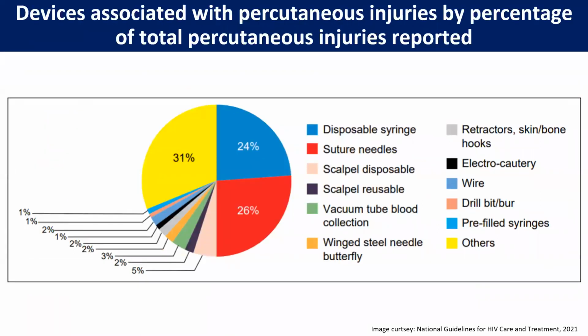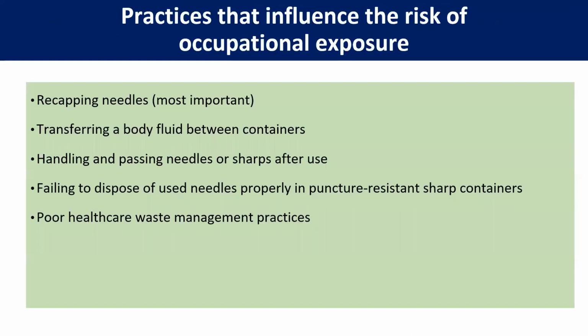And which type of needles, which type of material, also determines the risk of transmission. So suture needles have more risk of transmission. Then disposable syringes have more, and other things 31% of risk. So you should be very careful while recapping the needles. Better you avoid recapping the needles and transferring the body fluids between the containers.